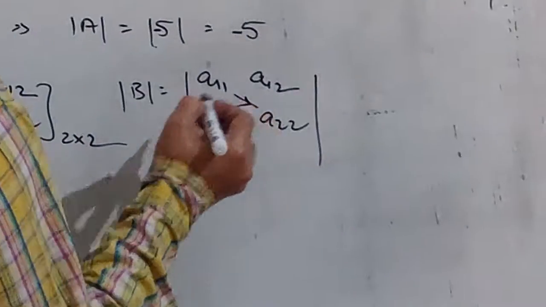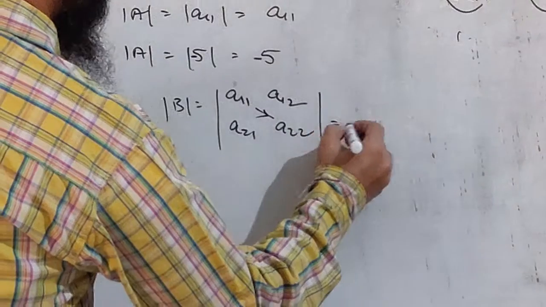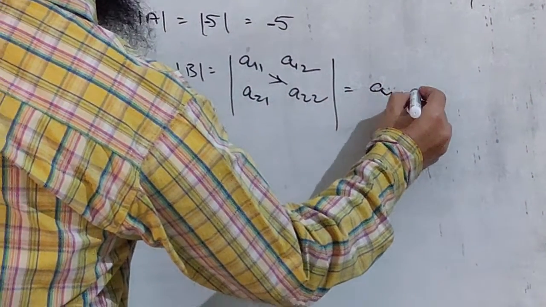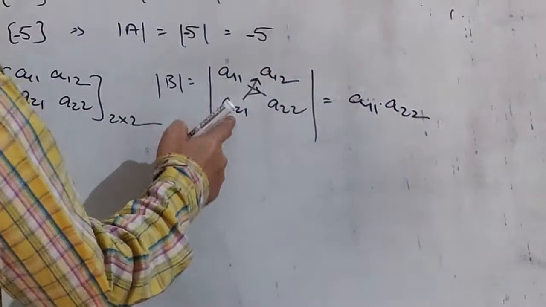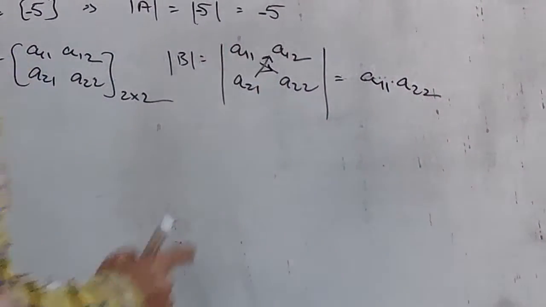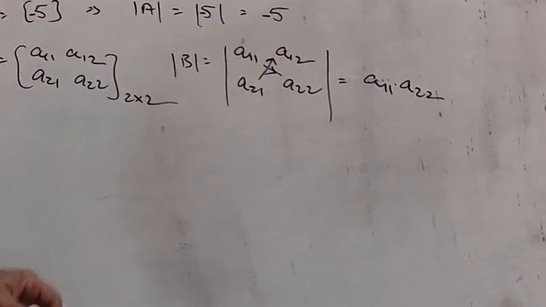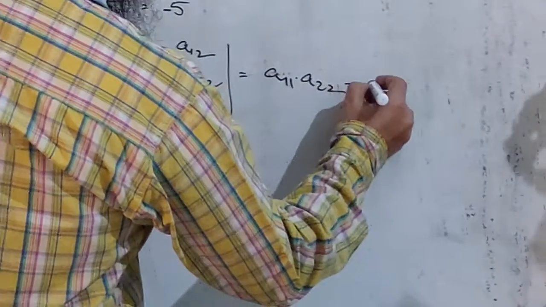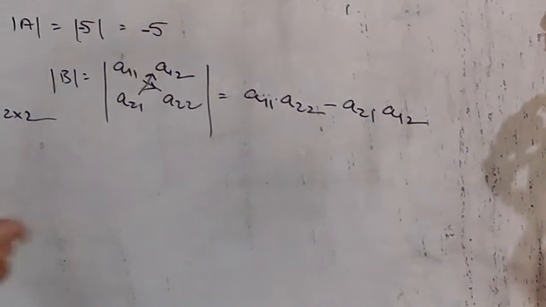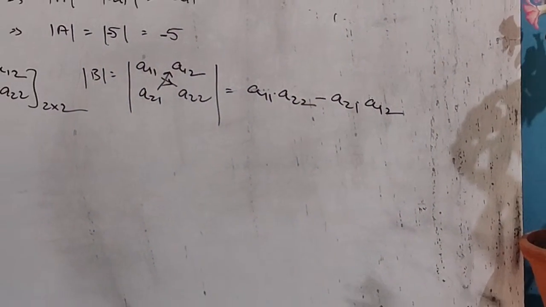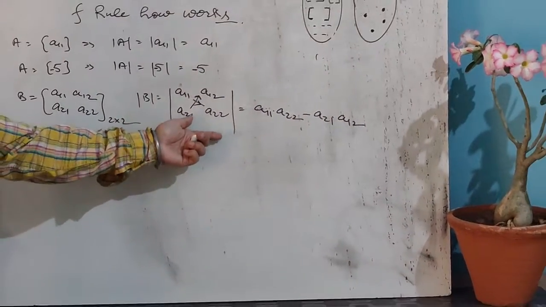This thing will be multiplied by this thing, a11 into a22, and when you multiply from bottom to top, one negative sign will have to be introduced. It means minus a21 into a12. This is how you can evaluate the determinant of the order 2 by 2.